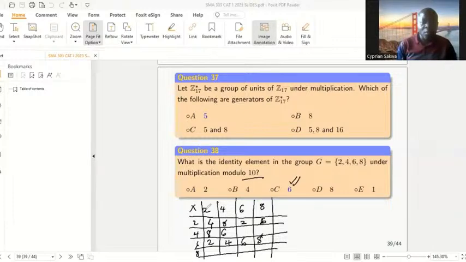8 times 2 is 16. 16 mod 10 will be 6. Then you can see that it does not remain 2. So 8, of course, will not be the identity. Because 8 times 4 will be 32. Mod 10 is 2. I was expecting to get 4 if it were the identity. And you see that a group has only one identity element. So it's 6.